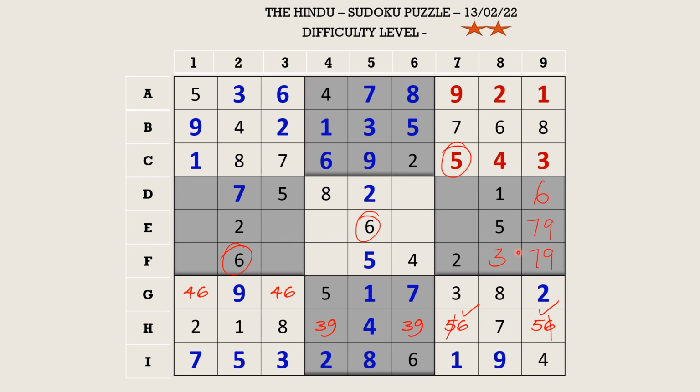So in this 6th block, the missing numbers are 4 and 8. There is an 8 blocking in D row. So D7 takes 4 and E7 takes 8. In column 6, the missing numbers are 1, 3 and 9. There is a 1 blocking here. So E6 takes 1 and D6 takes 3, 9.